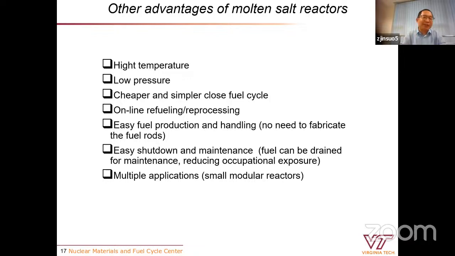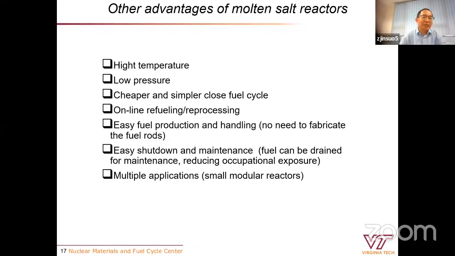Where we want to operate at high temperature, you can get high heat efficiency, and you can also use it to produce some hydrogen, because electrolysis is one way to produce hydrogen, but it needs high temperature. Low temperature has very low efficiency.